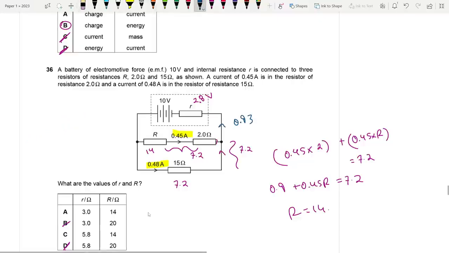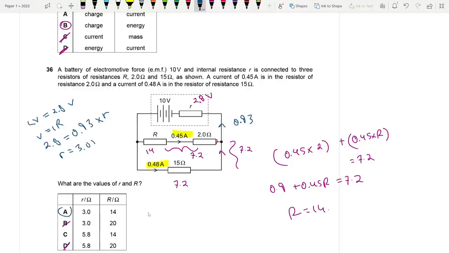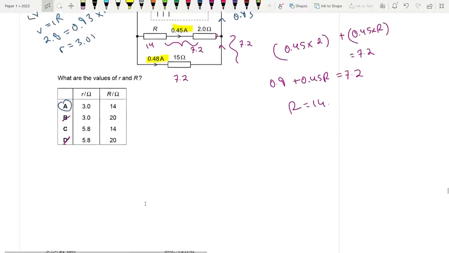Sorry, we have the lost volts. It is 2.8 volts. And we know that V equals IR. So 2.8 is equal to 0.93 current times resistance. So 2.8 divided by 0.93 gives you a value of 3.01. So the closest answer is 3. So I'm going to go for 36A. Perfect.